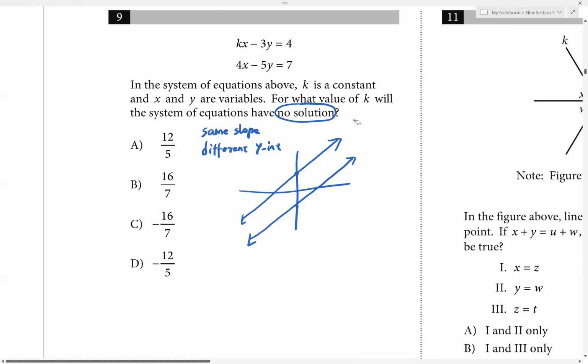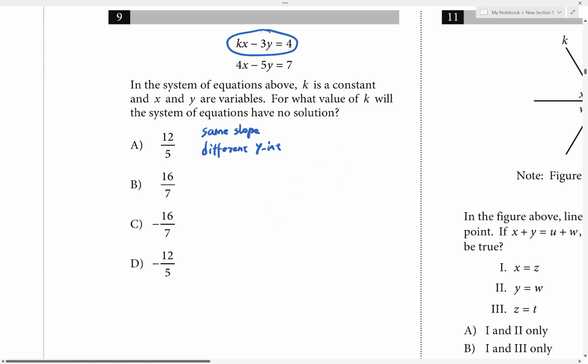Now here we don't have the actual graph, so we have to use the equations to think through this. These equations are not in slope-intercept form, so if it makes it easier, we can go ahead and rewrite them in slope-intercept form.